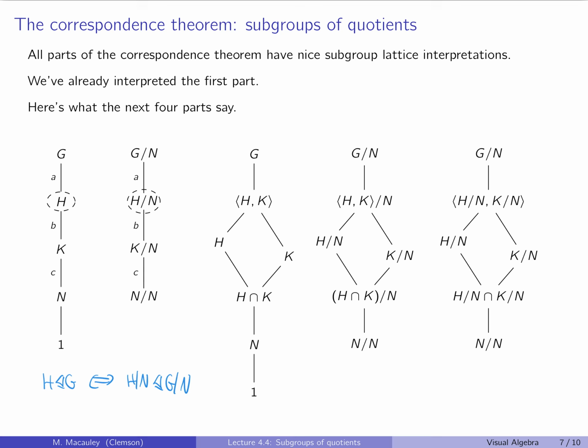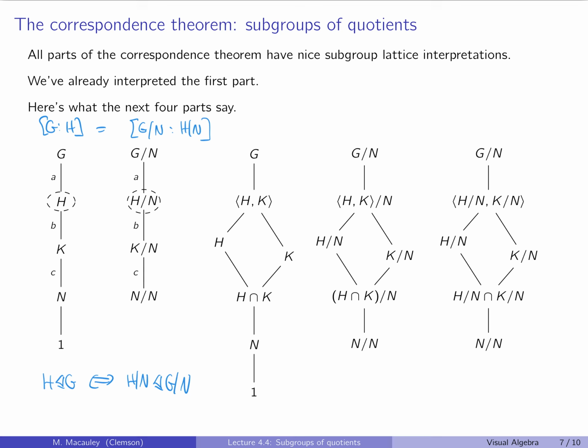The third part said that the index of H mod N in G mod N equals the index of H in G. So that means that if we label the subgroup lattice with, say, the index, then those labels are preserved, not only here, but everywhere else.